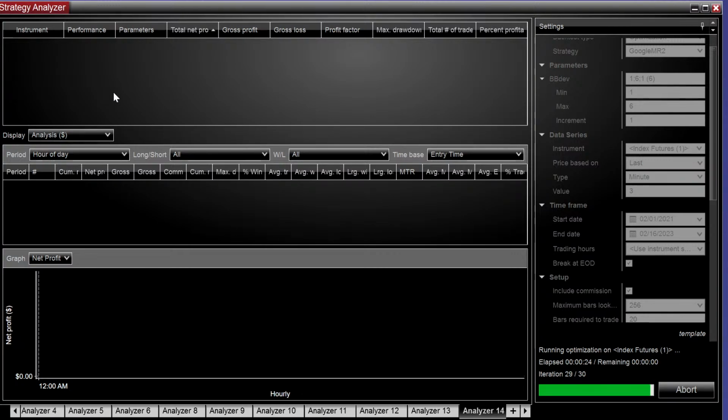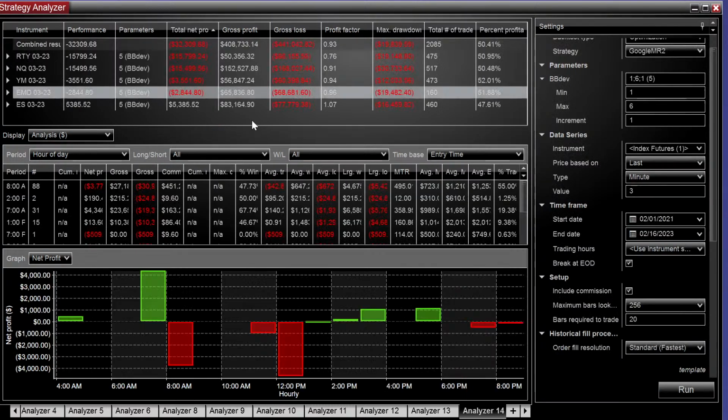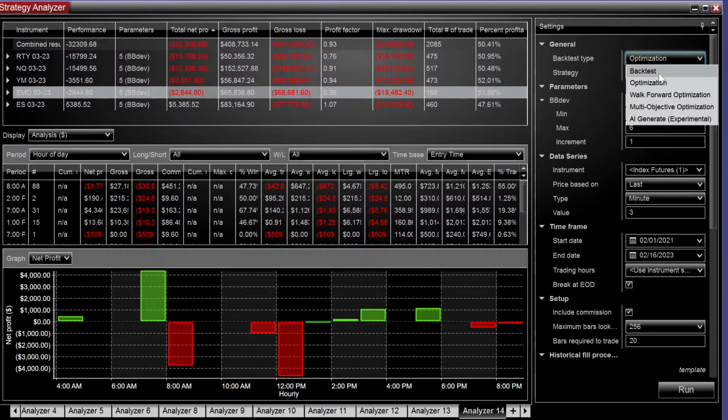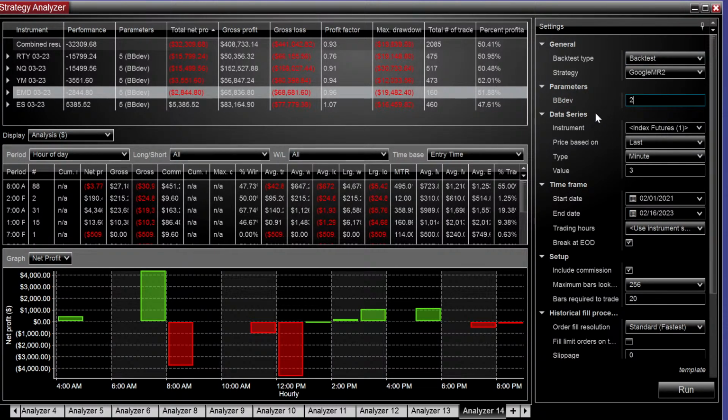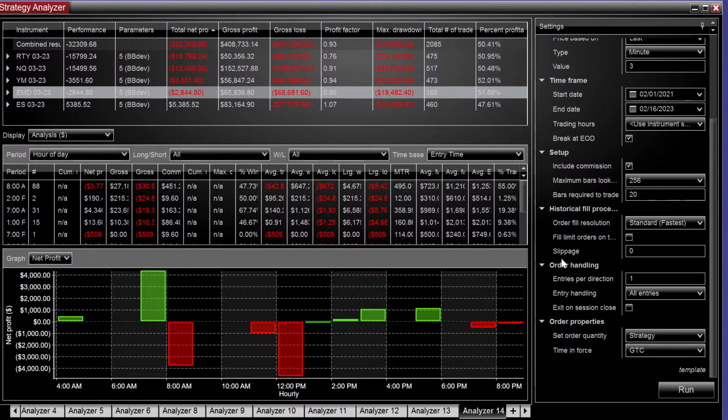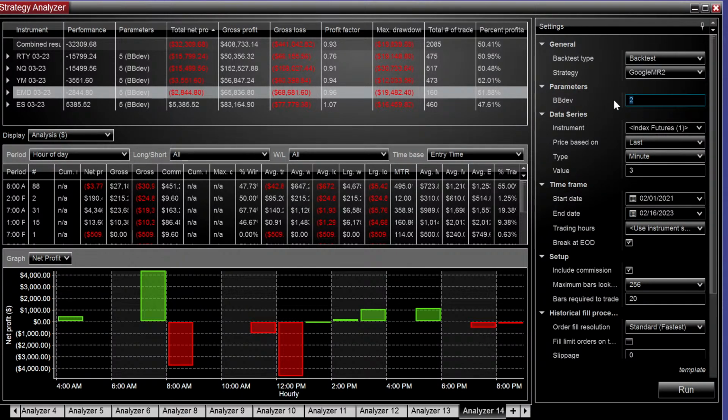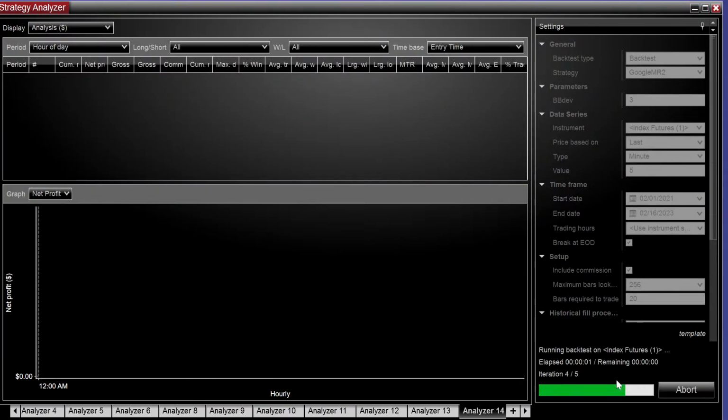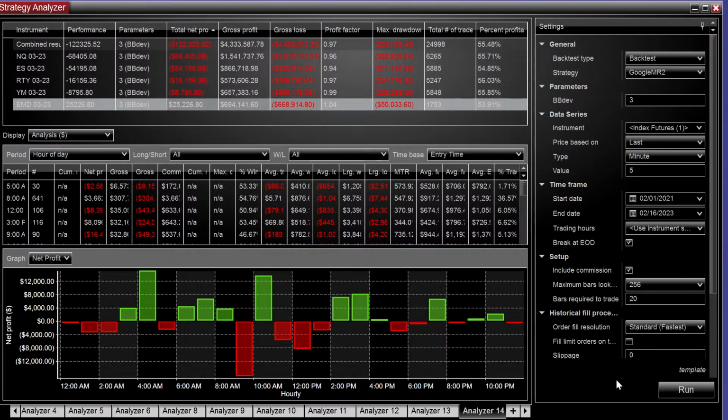I got a better idea. Instead of running an optimization, let's just look at hour of day analysis, doing a brute test. Let's keep it on 3 on the 5 minutes. Okay, now we're getting to see some actual results. It looks like pre-market does pretty well.